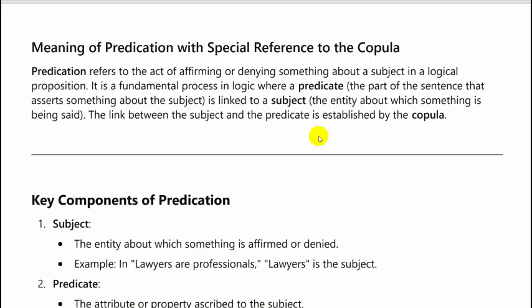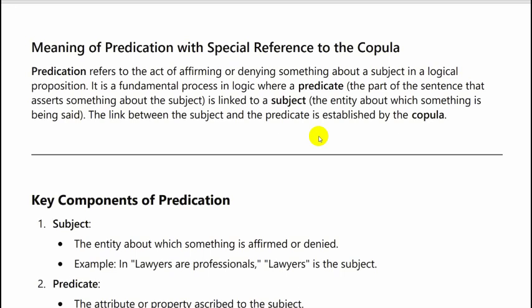Hello and welcome back to part 19 of the Elementary Logic series for first year BA LLB students from Mumbai University. In this video, we are going to talk about predication, or basically the predicate, which we have already spoken about in previous videos. In this video, we are going to connect the predicate and also talk about the copula.